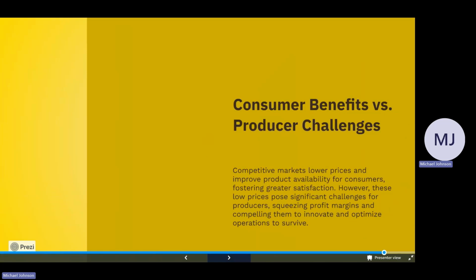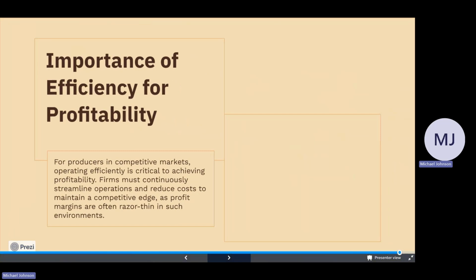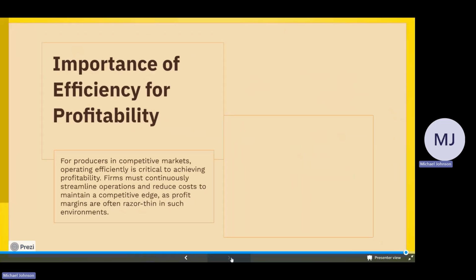Consumer benefits versus producer challenges. Competitive markets lower prices and improve product availability for consumers, fostering greater satisfaction. However, these low prices pose significant challenges for producers, squeezing profit margins and compelling them to innovate and optimize operations. For producers in competitive markets, operating efficiently is critical to achieving profitability. Firms must continuously streamline operations and reduce costs to maintain a competitive edge, as profit margins are often razor thin in such environments.